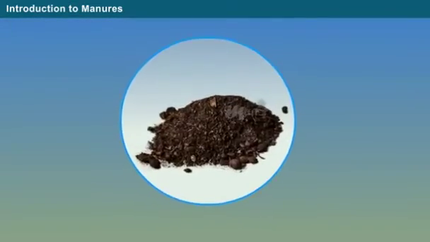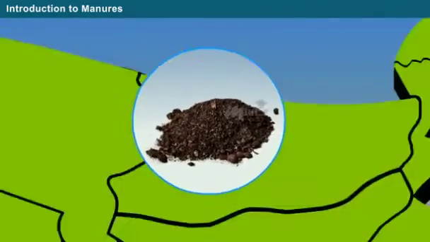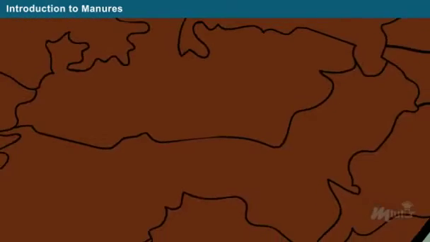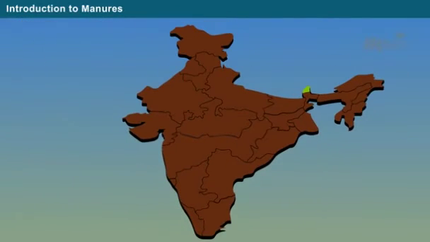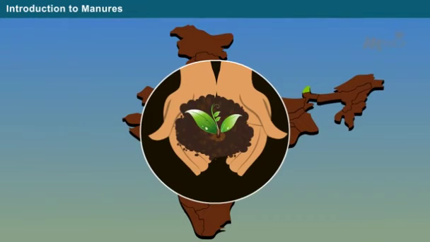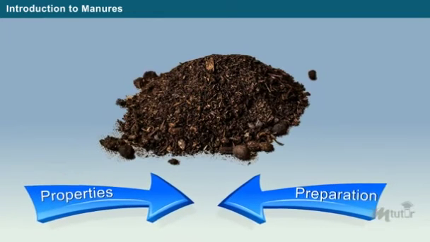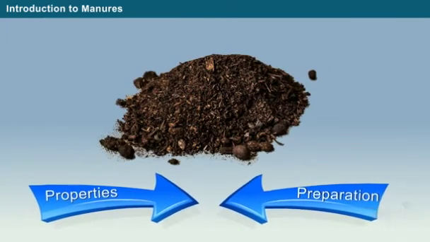Following the use of organic manures in agriculture, Sikkim became the first organic state in India. It's high time that the other states of India also transform themselves to fully organic in terms of agricultural practices. Come, let us learn about the properties and preparation methods of organic manures.